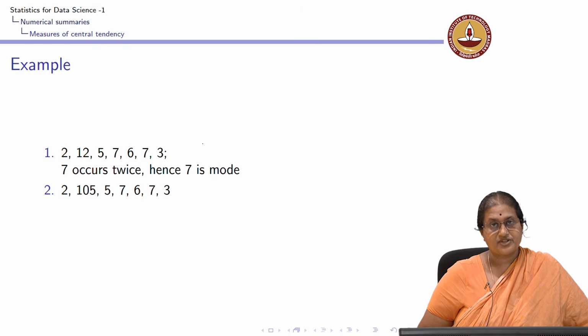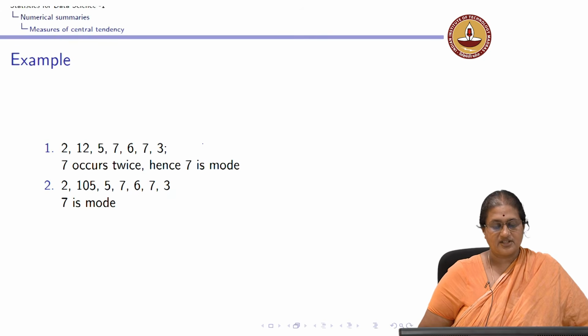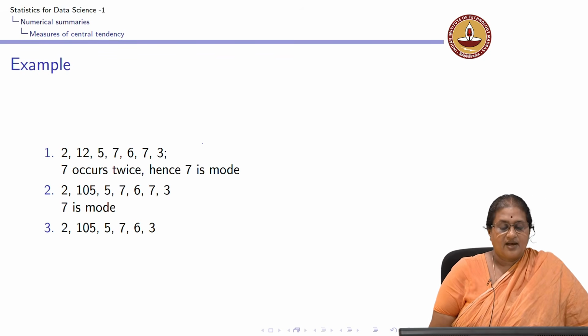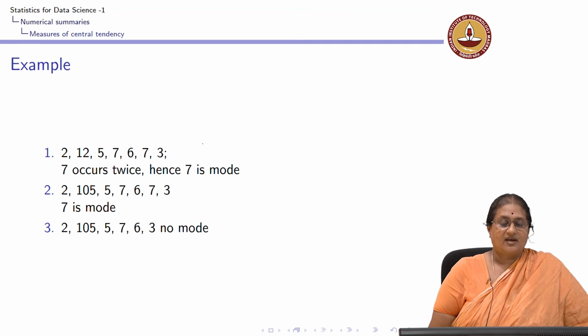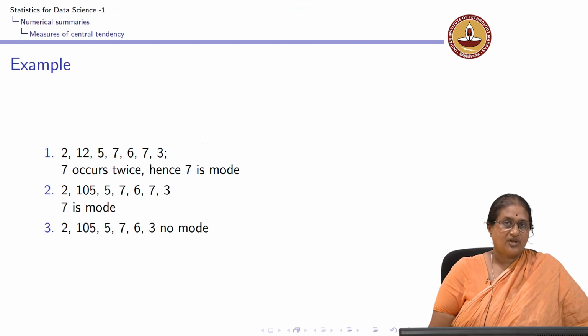Again, you can see that the difference between the first data set and the second data set is only one observation, namely 12 appears in the first data set, 105 appears in the second data set. The mode again is 7 for this data set. The third data set has all 6 values distinct, hence there is no mode for the third data set. Now, if you look at the first and second data sets, recall that the mean was very different for both these data sets. The median was the same, and the mode is also the same for both data sets.